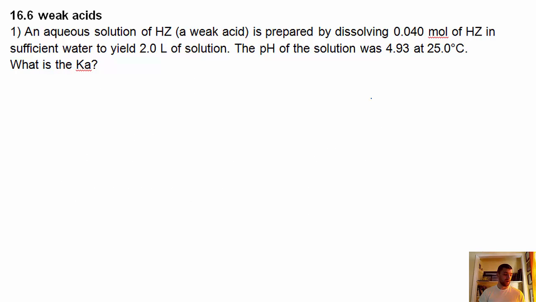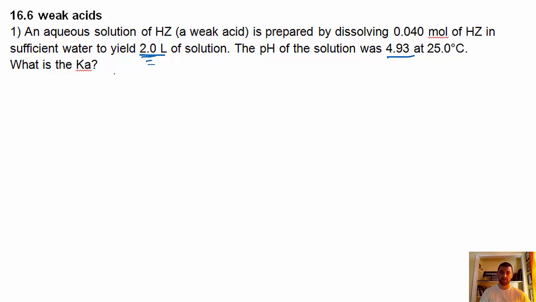16.6, number 1. An aqueous solution of HZ, which is a weak acid, is prepared by dissolving 0.04 moles of HZ in sufficient water to yield 2 liters of solution. The pH of the solution was 4.93 at about room temperature, 25 Celsius. What is the Ka? First, we need to go, hey, wait a minute, 2 liters of solution. If I'm going to be dealing with molarities and they give me moles and liters, it would have been nice if they gave me 1 liter, but they gave me 2, so I have to convert this.